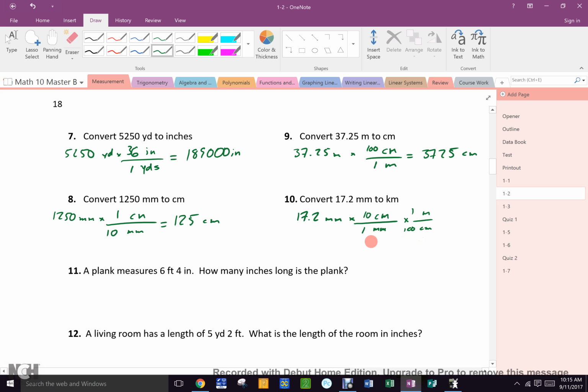Then, at this point, I've got centimeters. At this point, I've got meters. Do I need one more step? Yeah, because I can do meters to kilometers, right? So now, I want my kms on the top. It'll show up in a second.